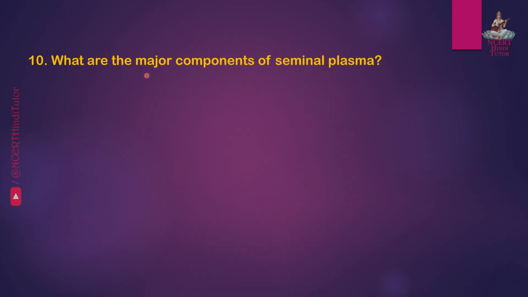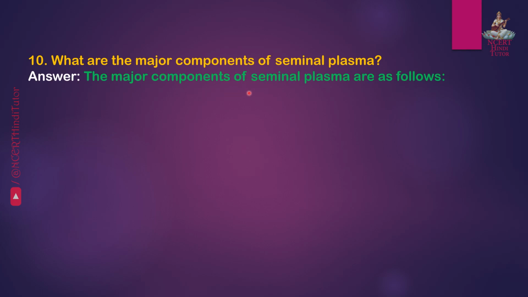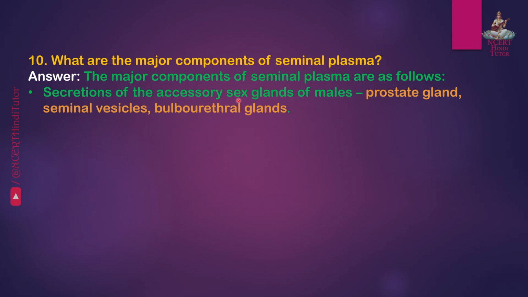Question 10. What are the major components of seminal plasma? Answer. The major components of seminal plasma are as follows. Secretions of the accessory sex glands of males, that is prostate gland, seminal vesicles, bulbourethral glands, mainly composed of calcium, fructose and other enzymes.